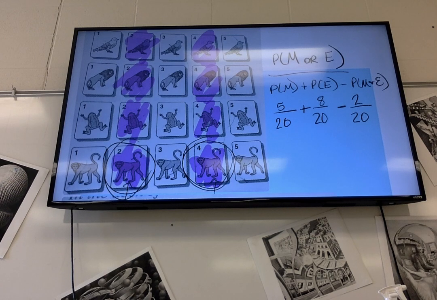Have I lost any of you yet? Okay, cool. So, adding 5 plus 8 is 13, minus 2 is 11. That will not reduce, so your answer is 11/20. That's the probability that you just randomly pick a card and you get a monkey or an even number.